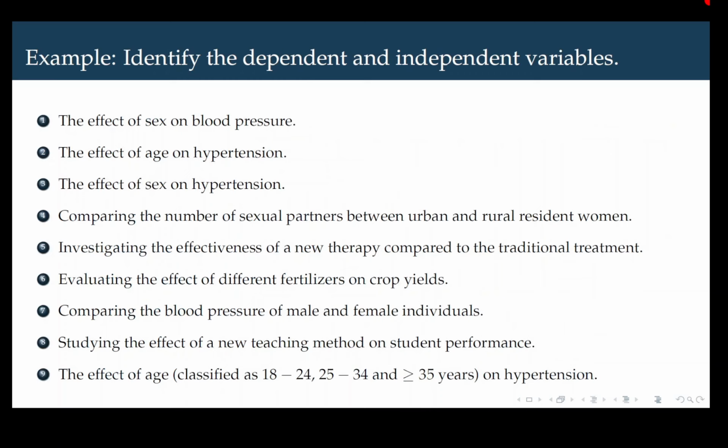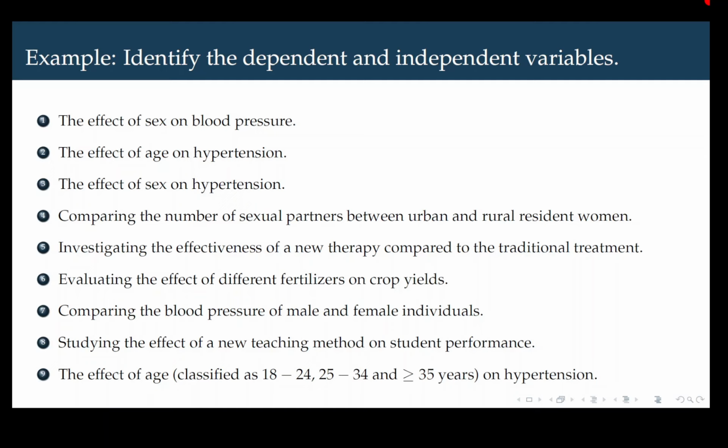Let's consider these examples to identify the dependent and independent variables if these are the objectives of a certain study. If we say the effect of sex on blood pressure, here sex is the independent variable or the factor, and blood pressure is the dependent variable. Similarly, if we consider the effect of age on hypertension, age is the independent variable, and hypertension is the dependent variable. The same is true for the effect of sex on hypertension.